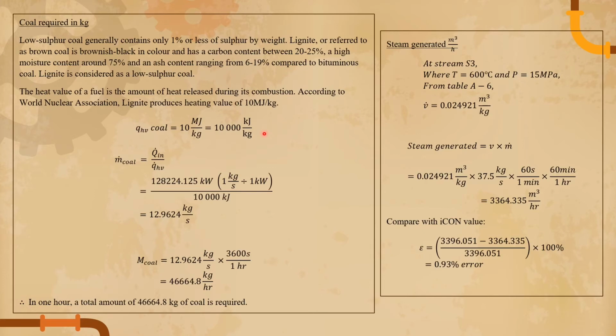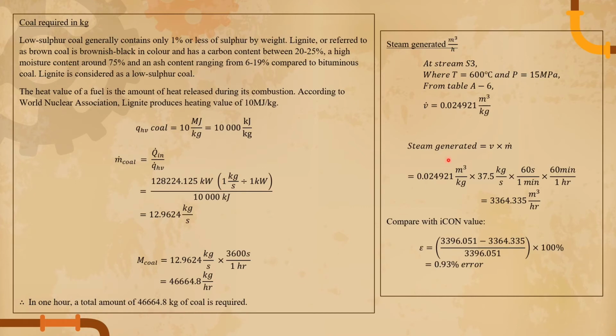per kilogram. The mass of coal can be obtained through this formula, where the heat absorbed by heat engine divided by heating value of a coal. For 1 hour, we will get a total amount of 46,664.8 kg of coal required.